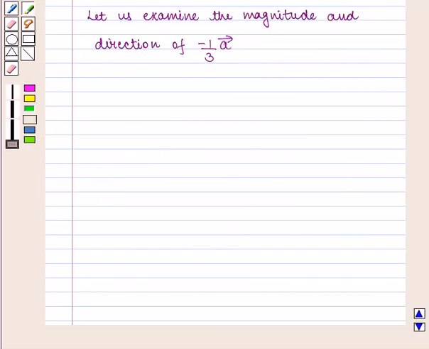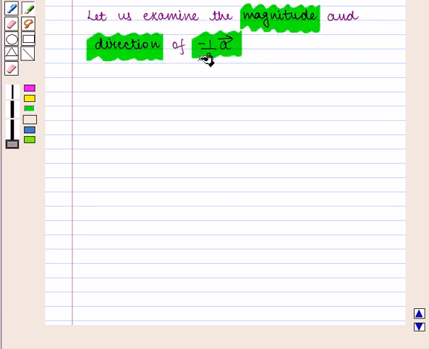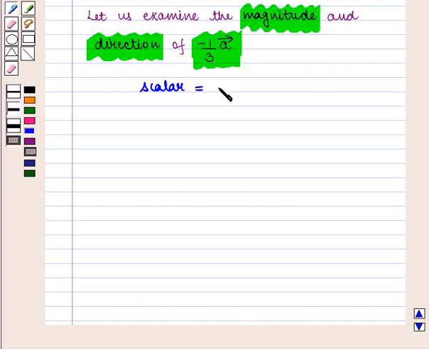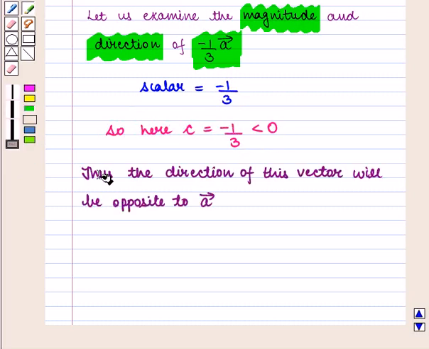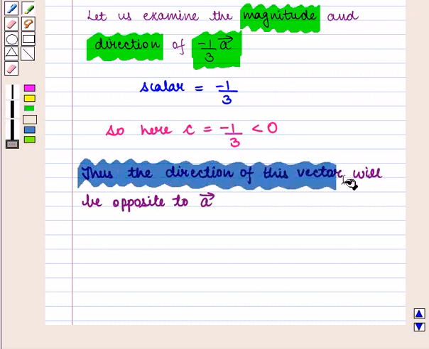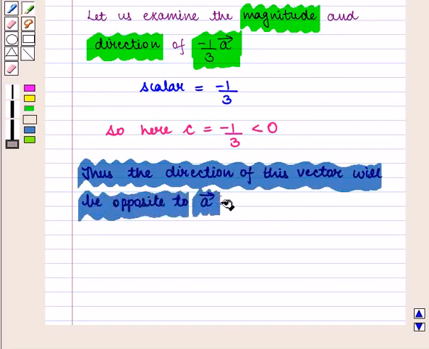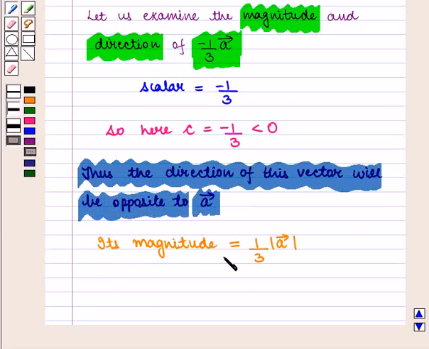vector A. Let us examine the magnitude and direction of minus 1 by 3 into vector A. See here, we have multiplied vector A with scalar minus 1 by 3. So here, C is equal to minus 1 by 3, which is less than 0. Thus, the direction of this vector will be opposite to vector A and its magnitude will be 1 by 3 into magnitude of vector A, which means its length will be 1/3 of the length of the given vector A.